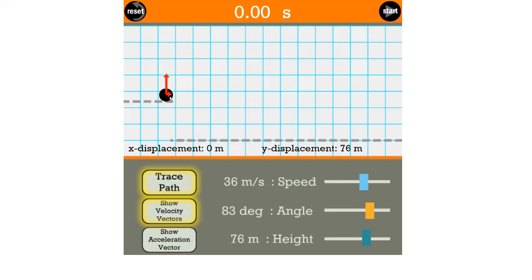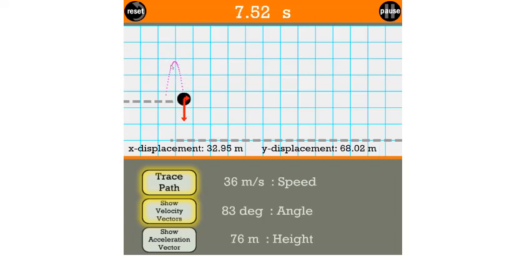So that's these red arrows, and these red arrows are essentially the components of your velocity. Right now I've got it set to go 36 meters per second at 83 degrees. So my object is going to shoot. In fact, I can go ahead and show it to you. It shoots almost straight up the way I had it set up.